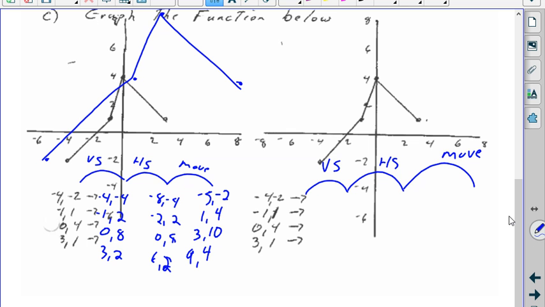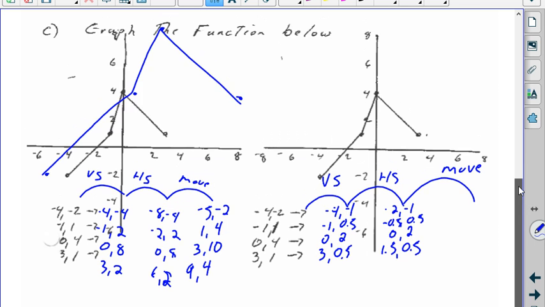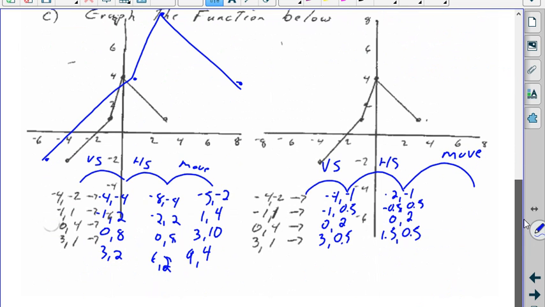So we vertically stretched by a half, -4, -1, -1, half, 0, 2, 3, a half. Horizontally stretched by a half, now it's -2, -1, -0.5, 0.5, 0, 2, and 1.5, 0.5. I'm using decimals even though I like fractions, but in that case, decimals. And then we went 4 left and 3 down.